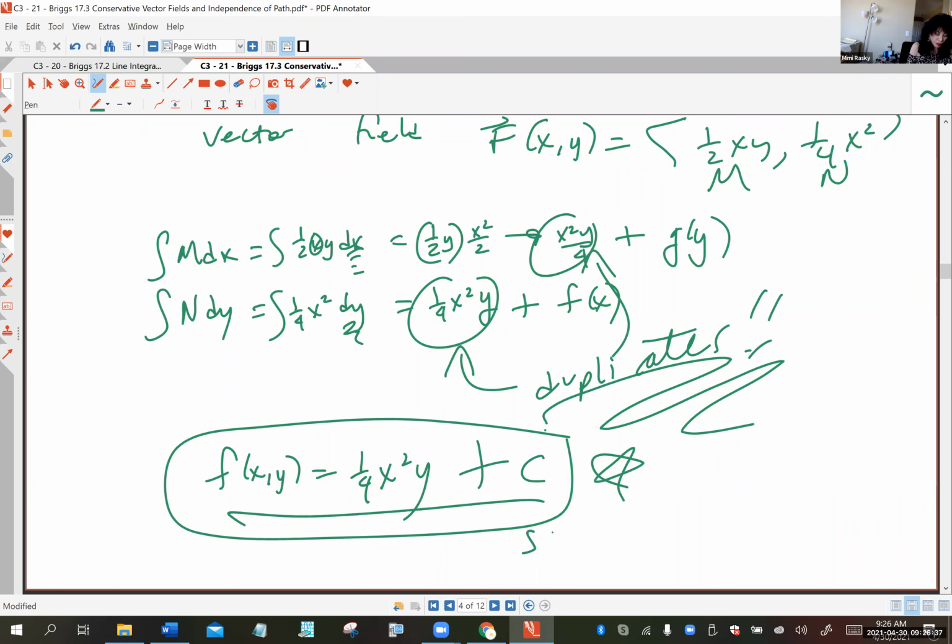And notice this is what we call a scalar function. It's a scalar function not because it's a scalar, like a pure number, like the number 5 or something, but because it's not a vector field. It's not a vector function. It's a scalar function. Okay, so I'm going to save this for later and come back to it in a moment after I complete the fundamental theorem of line integrals.